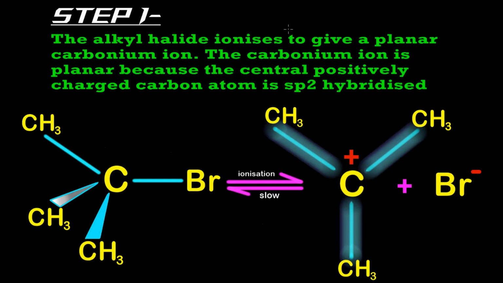Now the first step is the alkyl halide. In our case, it is tertiary butyl bromide. This is our tertiary carbon, 3-degree carbon. The alkyl halide ionizes to give a planar carbonium ion. The carbonium ion is planar because the central positively charged carbon atom is sp2 hybridized.